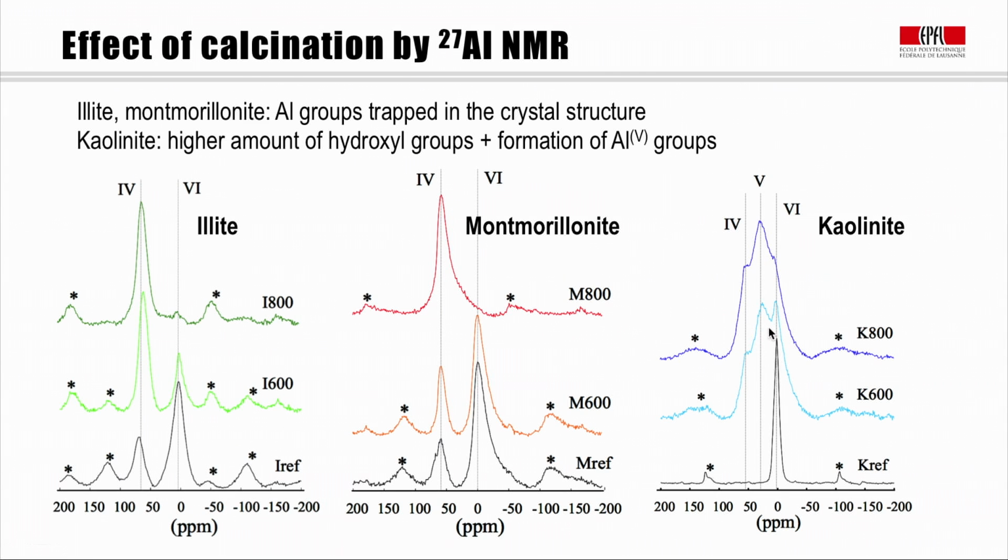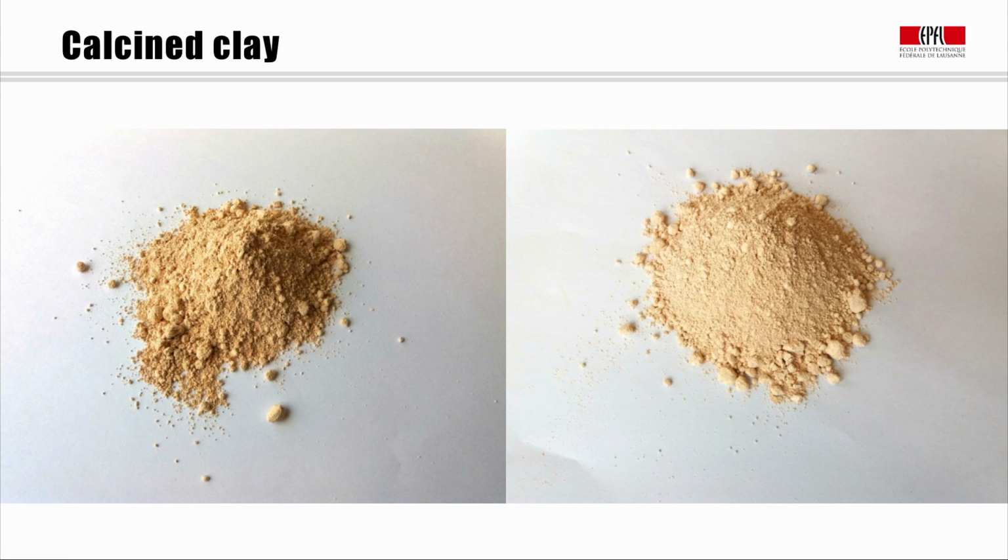And this 5-fold coordinated site is indicative of a disordered or semi-amorphous site, which means that it's easier for it to react. So this is the very important difference that happens in thermal decomposition between the 2:1 clays and the 1:1 kaolinitic clays. The 1:1 kaolinitic clays have this disordered aluminium, which is then the atoms that can go on and react with our cementitious materials. Here we see the appearance of these calcined clays.